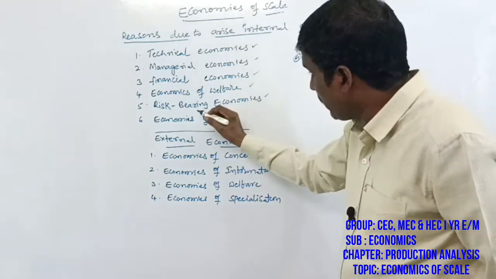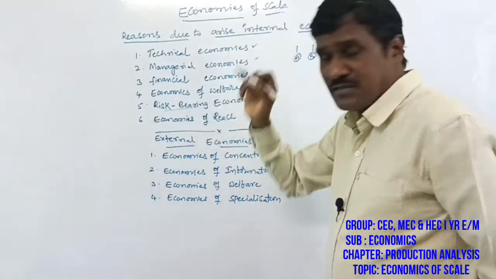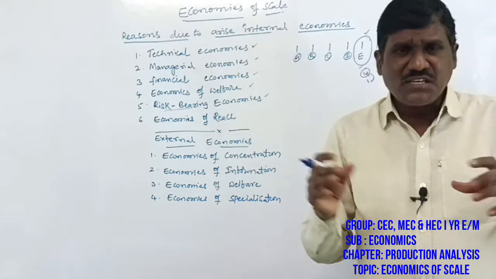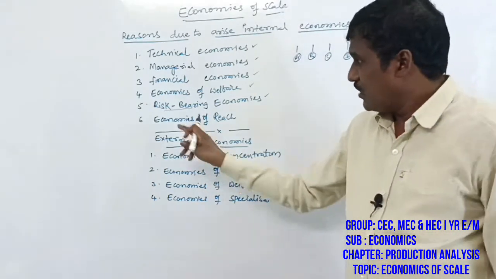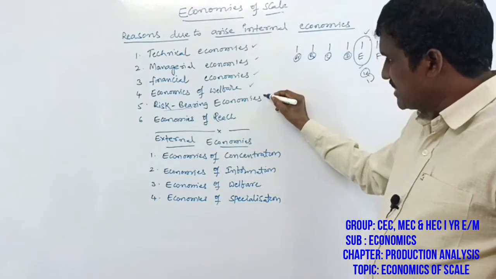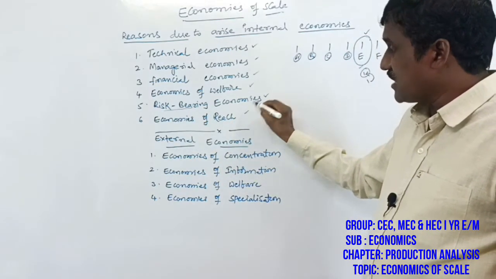So he is a perfect person to bear risk. Due to his risk bearing, he is getting more profits. Isn't it? So risk bearing economies, then economies of research.